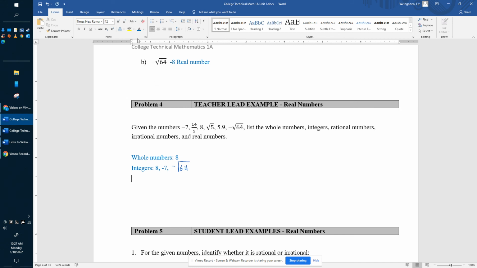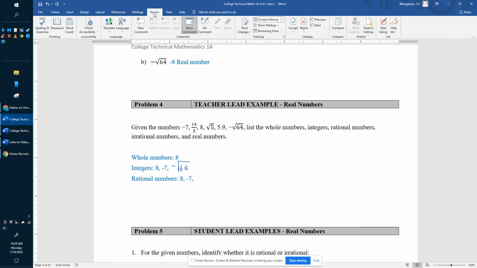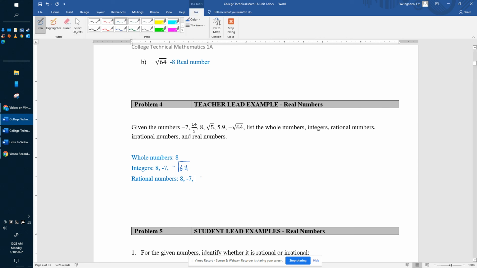Now, let's look at the rational numbers. The rational numbers, again, include our whole numbers and our integers. So we can just throw all of our integers into the rational numbers immediately. Negative square root of 64. But what else can we add to this? So we already have -7. 14 over 5 is already written as a fraction, so we know that that one is going to be a rational number. We already have 8.